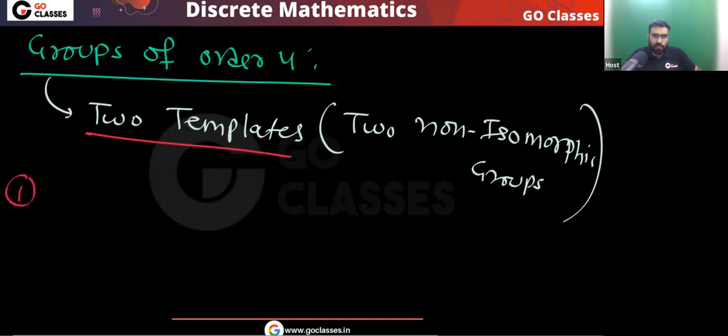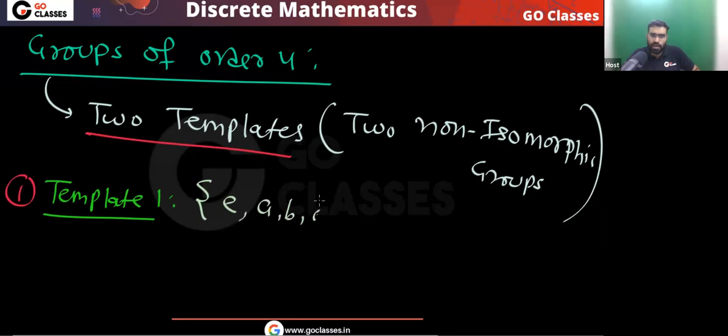What is template number one? In template number one, you can notice that every element is inverse of itself. There are four elements, and every element is inverse of itself. This is one of the templates.